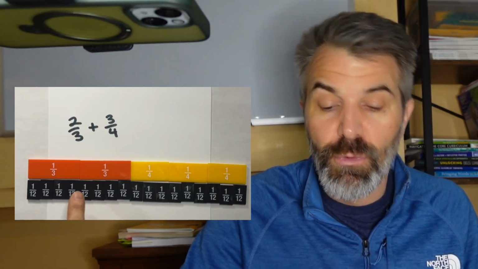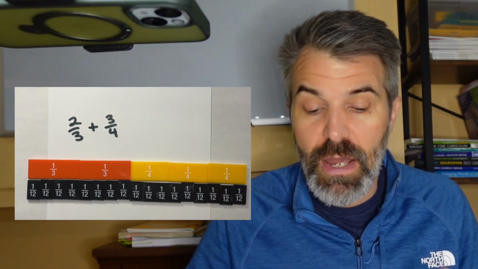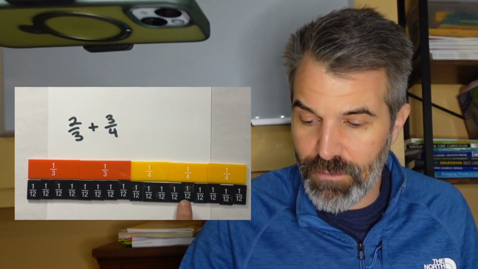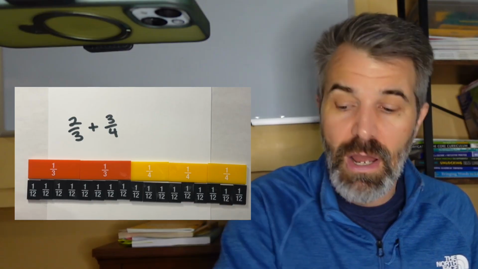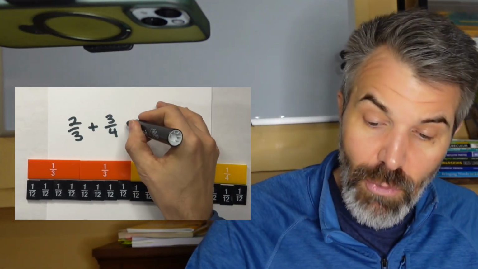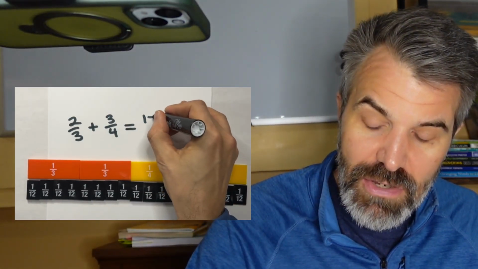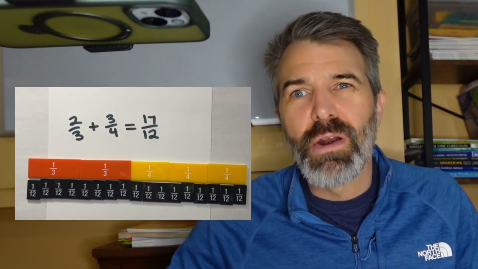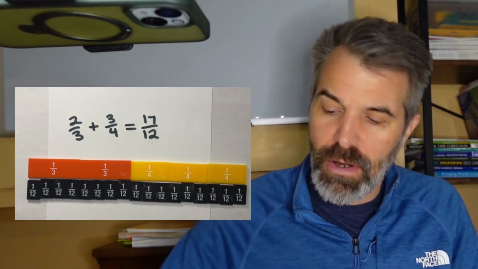So 2/3 plus 3/4 equals 1, 2, 3, 4, 5, 6, 7, 8, 9, 10, 11, 12, 13, 14, 15, 16, 17, which equals 17/12. So that's going to be 17/12. But let's say I wanted to represent that in another way. What are other ways we can make sense of this? So I'm going to clear this out.